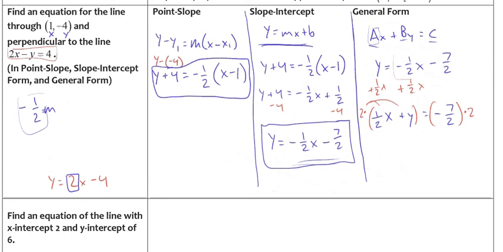We end up with, well, what is 2 divided by 2? That's 1, and we're left with 1x. So x, and then 2 gets distributed over here. So x plus 2y equals, and over here, 2 divided by 2 gives us 1, and 1 times negative 7 is negative 7. So there we are in general form. We went from point slope form to slope intercept to general form. All right, I hope that helps.